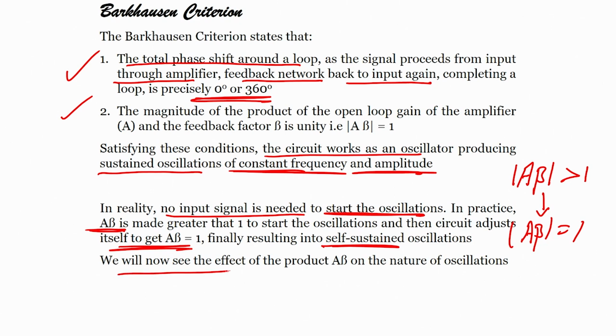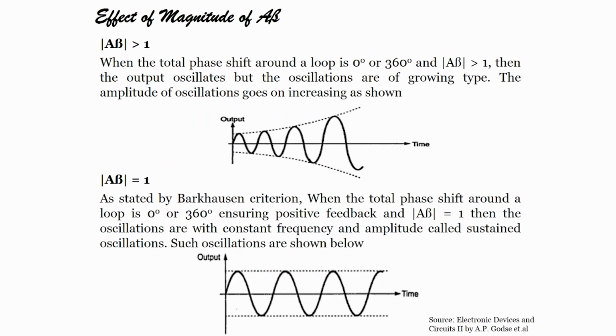Now, we will see the effect of A beta on the nature of oscillations. So, now that you know how things work, let us see the effect of the product of A into beta on the oscillations. Let us see what happens if the product of my gain and feedback, A into beta, is greater than 1. I will see what happens when A beta is equal to 1, and when A beta is less than 1.